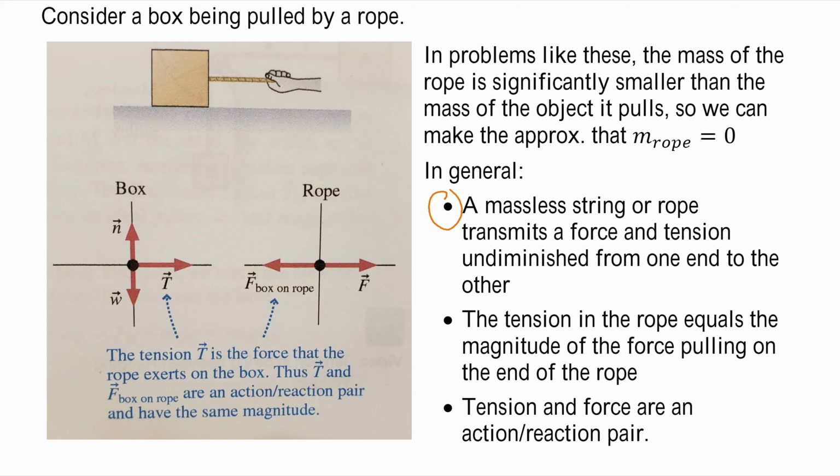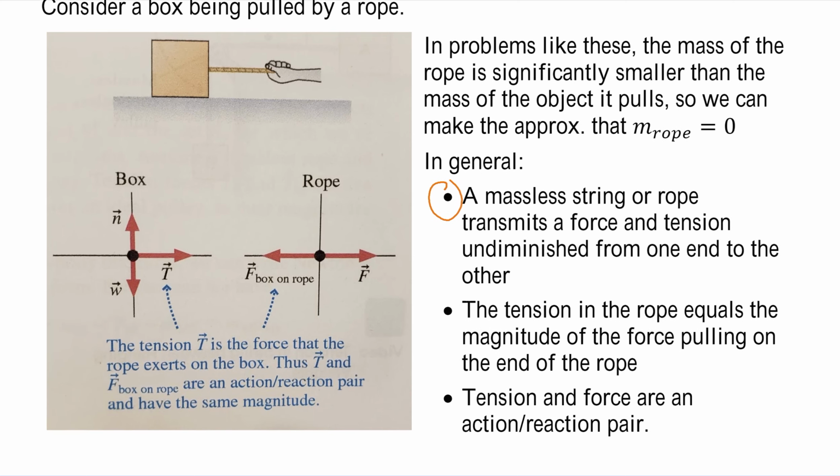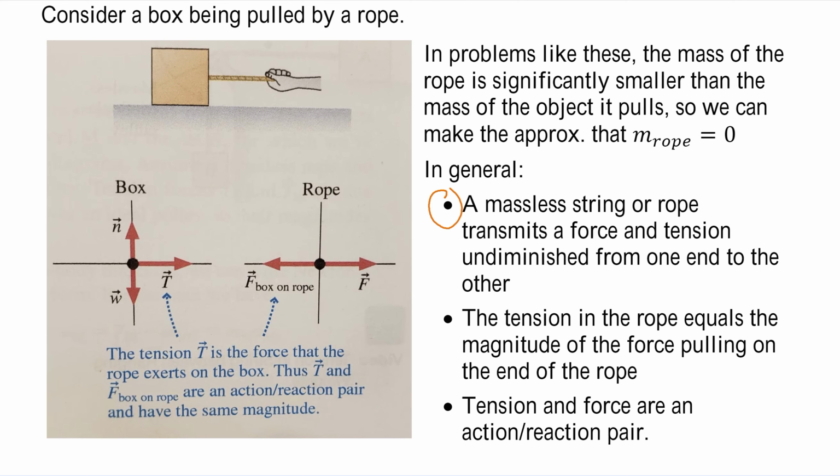The tension in the rope will equal the magnitude of the force pulling on the end of the rope, and the tension and force are an action-reaction pair. Those three things are what we're going to be dealing with in this section. In the picture, we have the box. We have the tension in the rope pulling on the box, the normal force up and the weight down, of course. In the rope, we have the force of the box on the rope pulling backwards, and we have the force pulling forward, and they are the action-reaction pair.